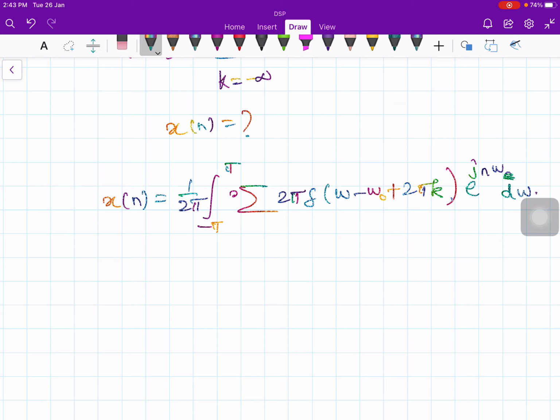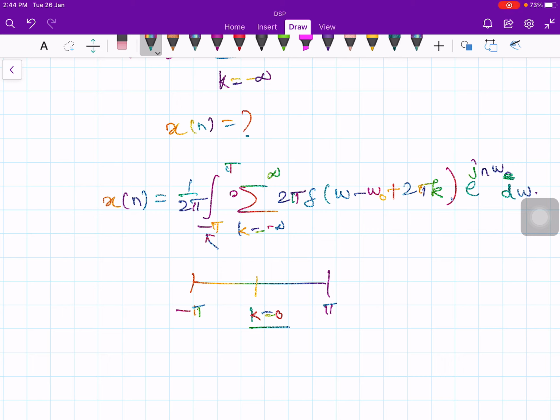So how will you simplify? In this summation, you have to consider only one term, right? Here k is an integer, k is equal to minus infinity to plus infinity. So my range of vision is minus pi to plus pi in the integration. In this minus pi to plus pi, there is only one integer, which is k is equal to 0. Okay, k will be equal to 0.